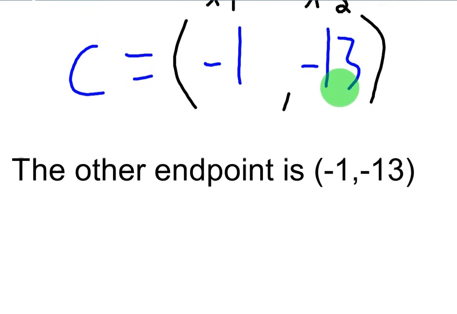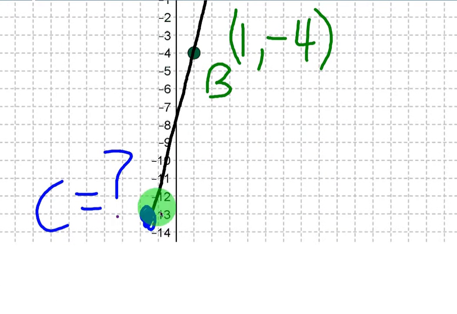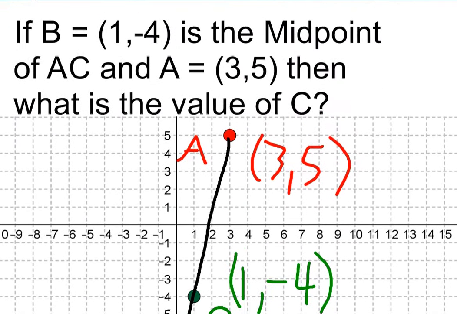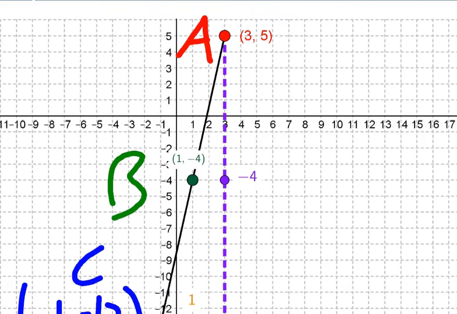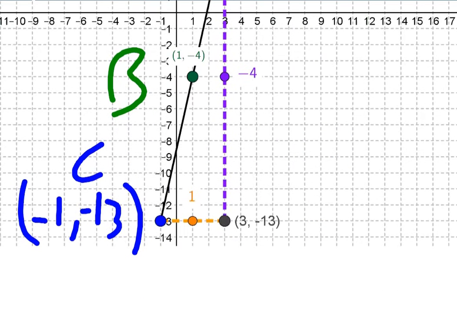The other endpoint then is (-1, -13), and just to give the answer some context, this point that we were solving for is (-1, -13), which we can see we got pretty close when we just sketched it. We were pretty close to the actual value of C, (-1, -13). So you can do that whenever you're given the midpoint and one of the endpoints. Just plug them into the formula, but you're just solving for the endpoint instead of the midpoint. And here it is, graphed out, (-1, -13).